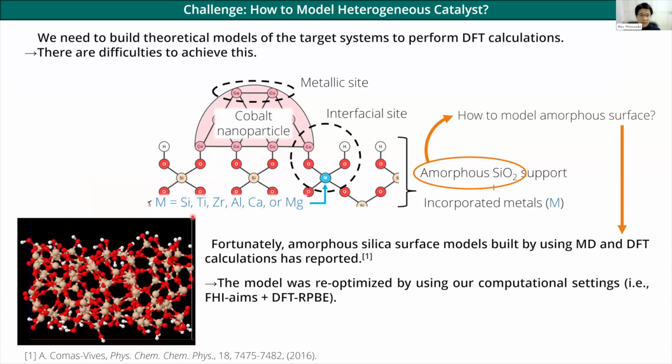And for silica, fortunately, the amorphous silica surface model was already built by using MD, molecular dynamics, and DFT calculations by Thomas Bibbs. In this study, they performed the molecular dynamics simulation at high temperature, making a non-crystalline structure, and then gradually cooled down the simulation, and finally got this kind of amorphous silica structure. Then I picked up this model from this literature and performed the geometry optimization with our computational setting, that is FHI-aims with the RPBE functional.